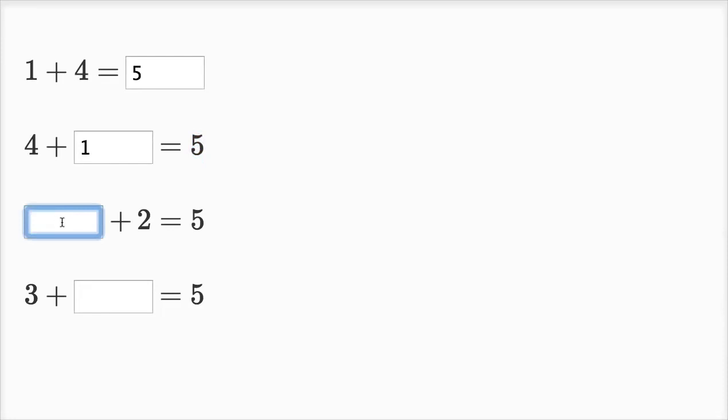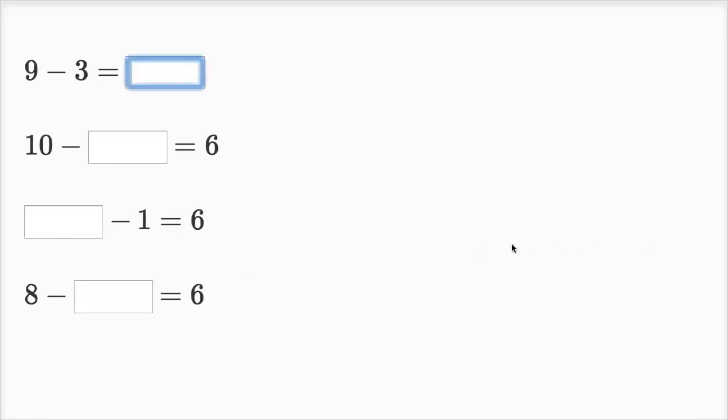Now we have blank plus 2 is equal to 5. So what plus 2 is the same thing as 5? Well, 3 plus 2 is equal to 5, or 5 is equal to 3 plus 2. Now they have 3 plus blank is equal to 5. Well, we already figured it out, because 3 plus 2 is equal to 5. So we could write 3 plus 2 is equal to 5. Then we could check ourselves, and then we could keep going.